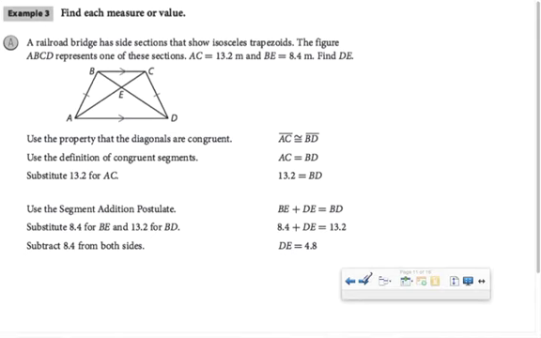So I know that AC equals BD, and that means that BD equals 13.2. Using the segment addition postulate, I know that BE plus DE equals BD. When I substitute everything that I know into that equation, I have that 8.4 plus DE equals 13.2. And when I solve, I get that DE is 4.8.